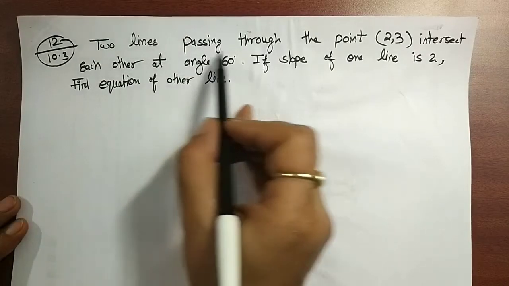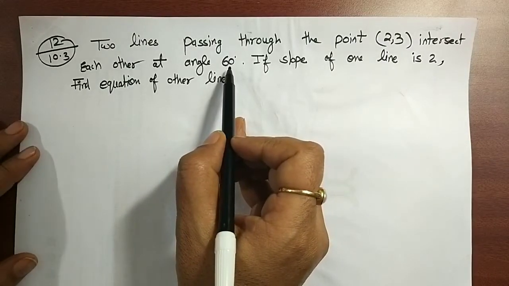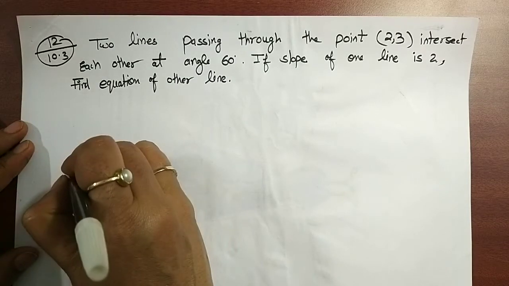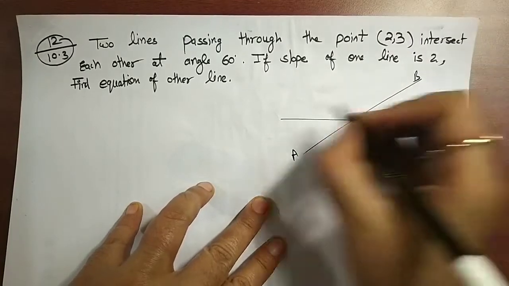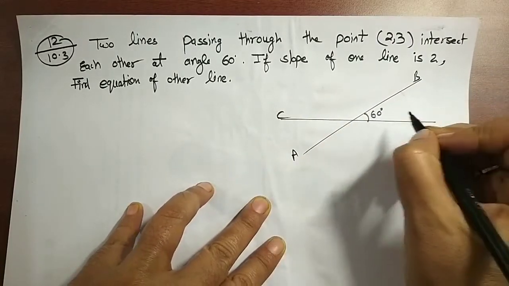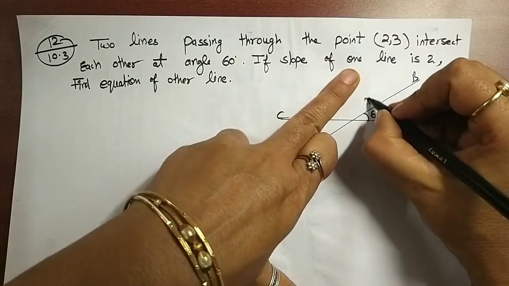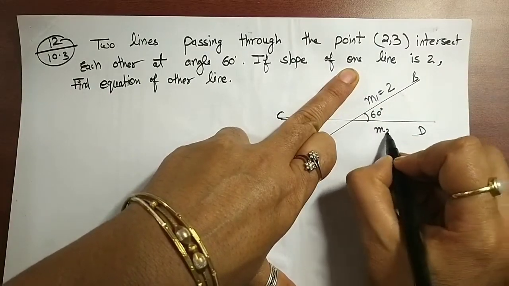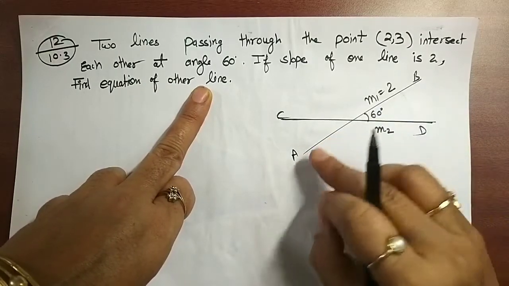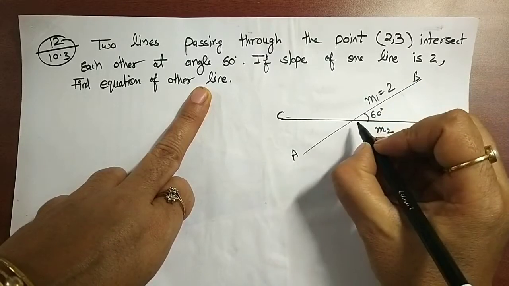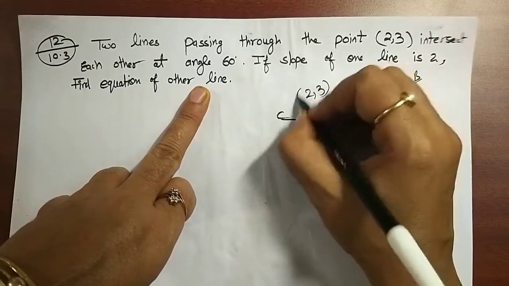Question 12. Two lines passing through the point (2, 3) intersect each other at 60 degrees. If I make a diagram, there are two lines, suppose AB and CD, intersecting each other at 60 degrees. If the slope of one line is 2, suppose M1 is 2, M2 we don't know. We have to find the equation of the other line. So this is your other line, whose equation you want, and they both are passing through this point, which is given as (2, 3).